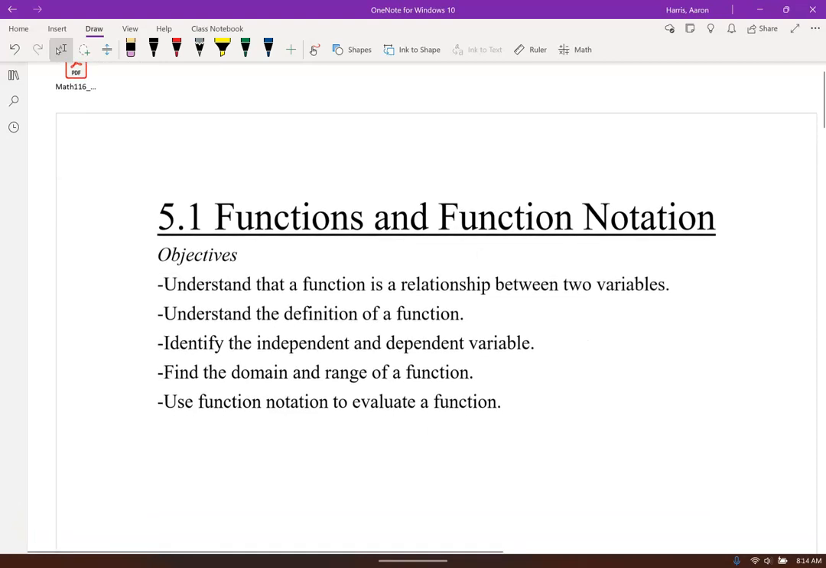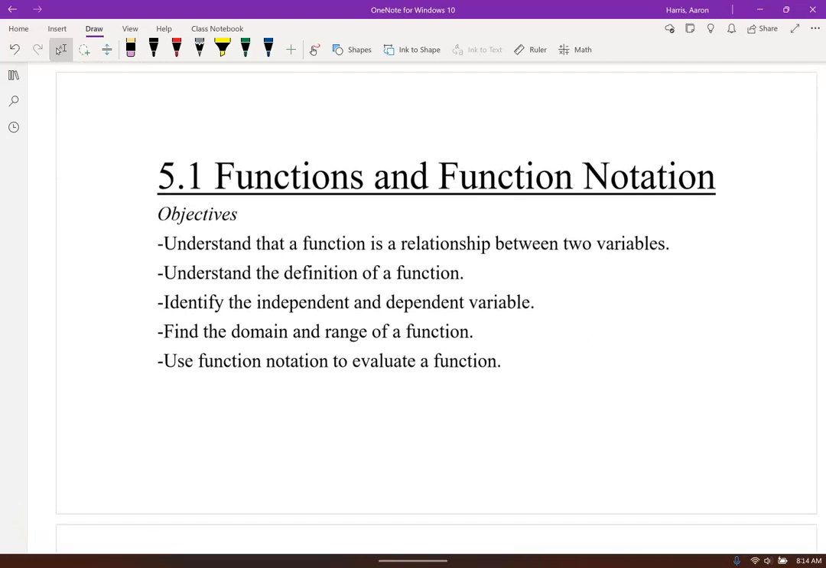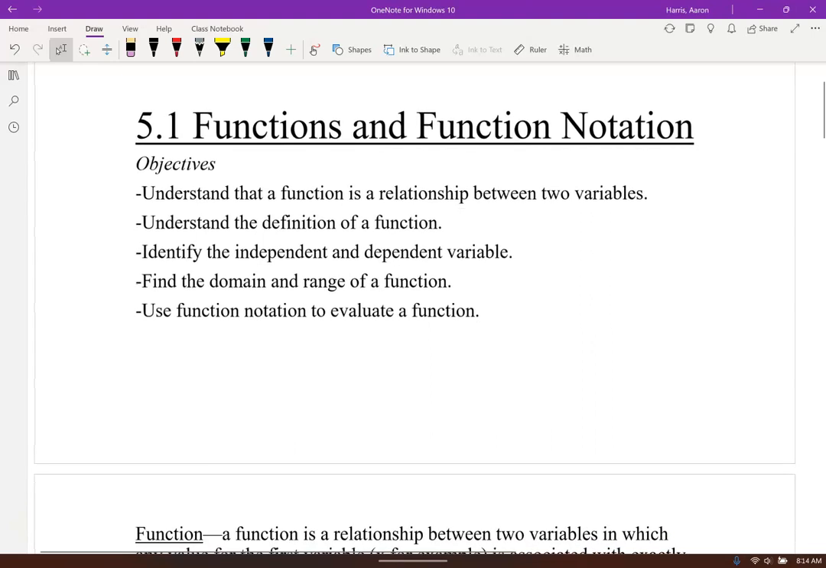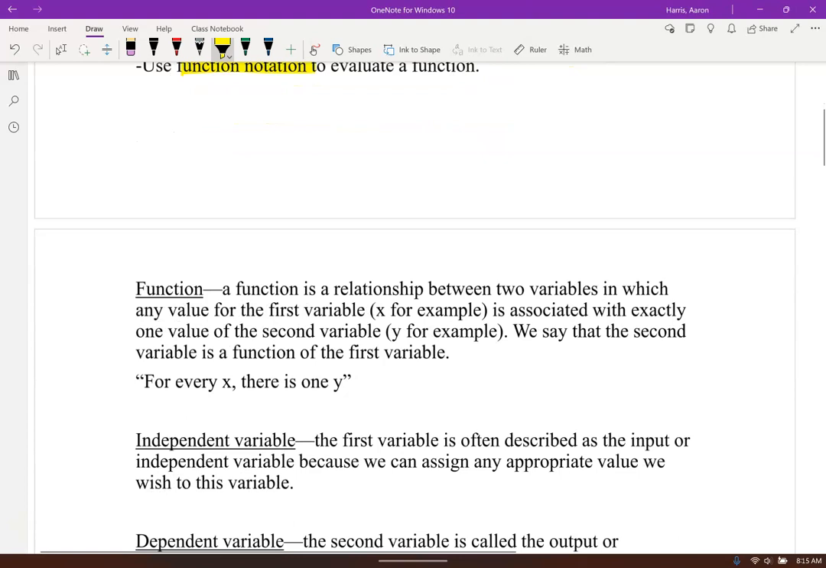All right, well, in section 5.1, welcome back. We'll take a look at functions and function notation. And here are our objectives: to understand that functions are relationships, the definition of the independent and dependent variable, domain and range, and then a little bit of function notation.